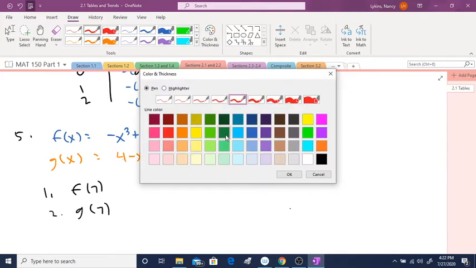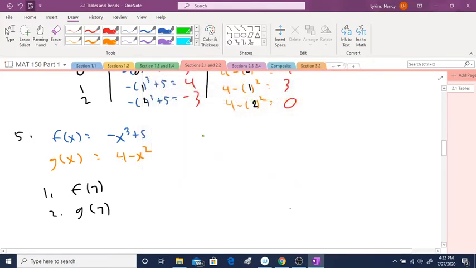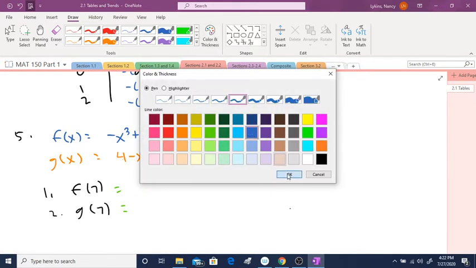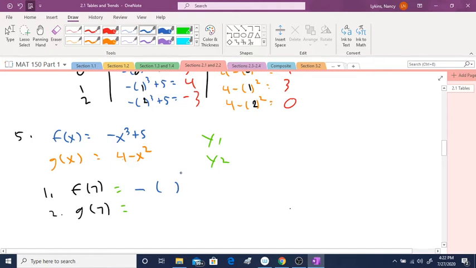If we're dealing with graphing on our graphing calculator, we may use y1 and y2. But anyway, what I want you to do on the first one is say, okay, it's negative to the third power plus 5. What is your value? Well, since this is f of 7, I'm going to put in 7 right here. So what is negative? It's not negative 7 to the third. It's negative 7 to the third. Okay?